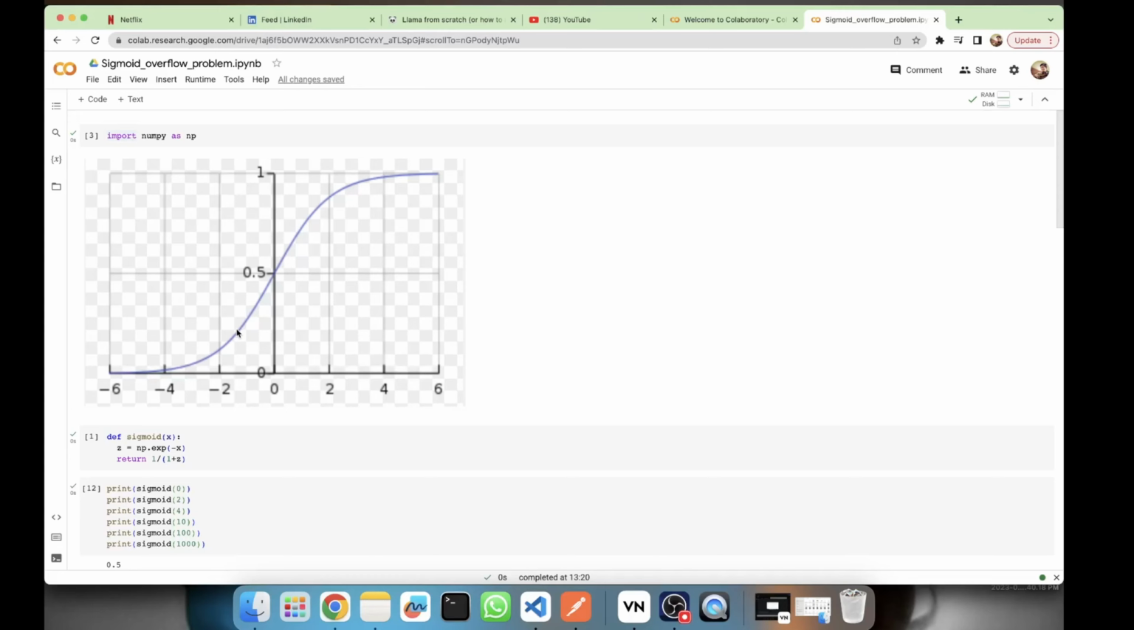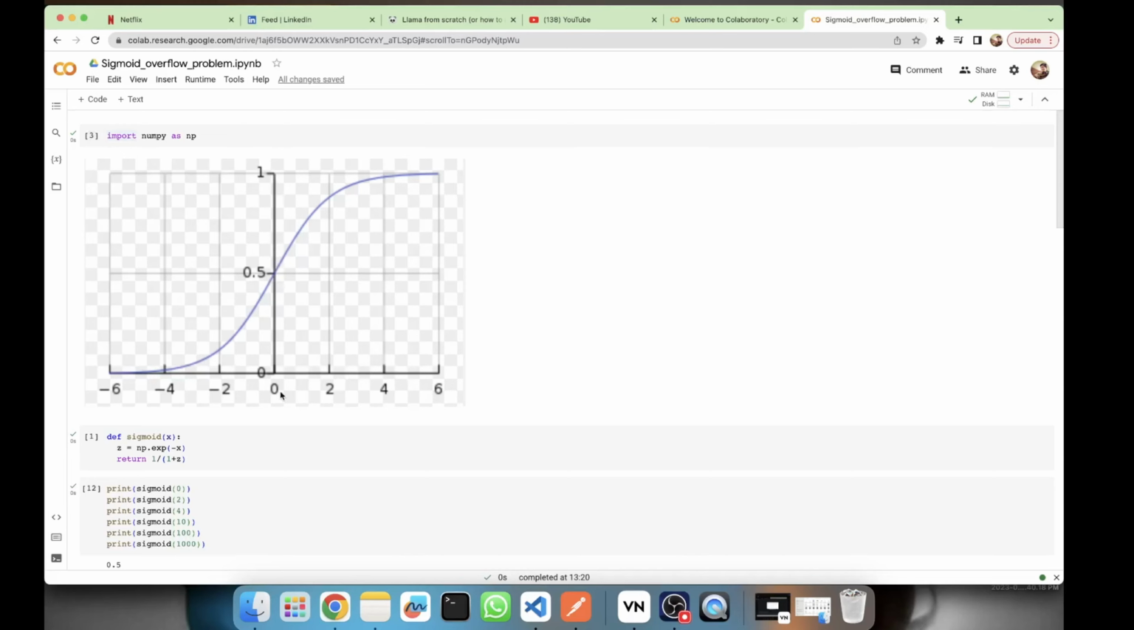Okay, so it is one of the activation functions in neural networks, and even in classical ML, it is used in logistic regression. So this is how the graph of sigmoid looks, and here we can see that when the value is positive, let's say from 0 to infinity, the graph would always be squeezed between 0.5 to 1.